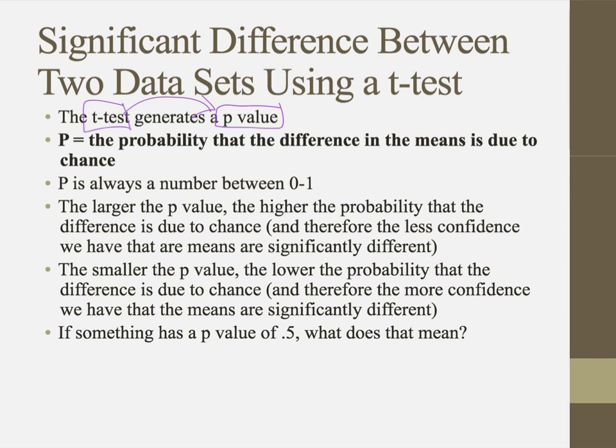If we have a very small p-value, very close to 0, that means that there's a low probability that the difference is due to chance, and that it's much more likely that the difference is actually due to some kind of difference in your system, like a difference between 9th graders and 10th graders, and not just due to chance. If something has a p-value of 0.5, that means 50%. So 50-50 chance that whatever kind of difference is between your means, that the difference is just due to chance.